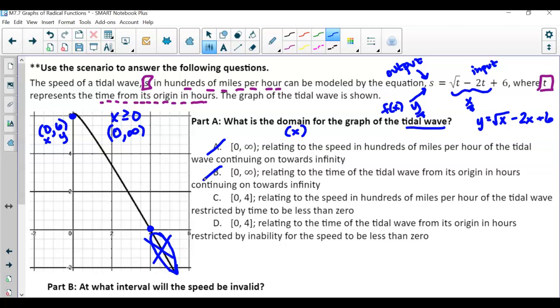Then you have to look back and decide, what are the x values? What's the domain? We know it's 0 to 4, but what does it relate to? So go back to the equation. What was the x values here according to the equation? T. And what did T represent? Time from its origin in hours. So that's why the answer here is D.